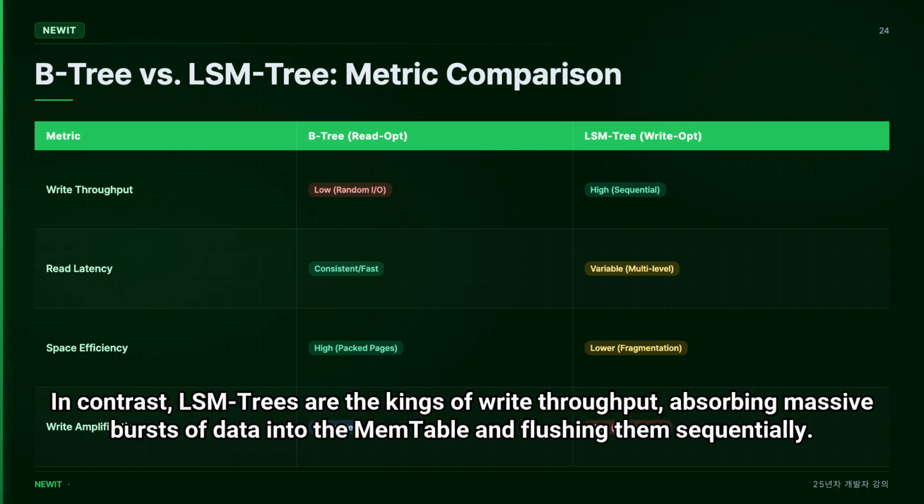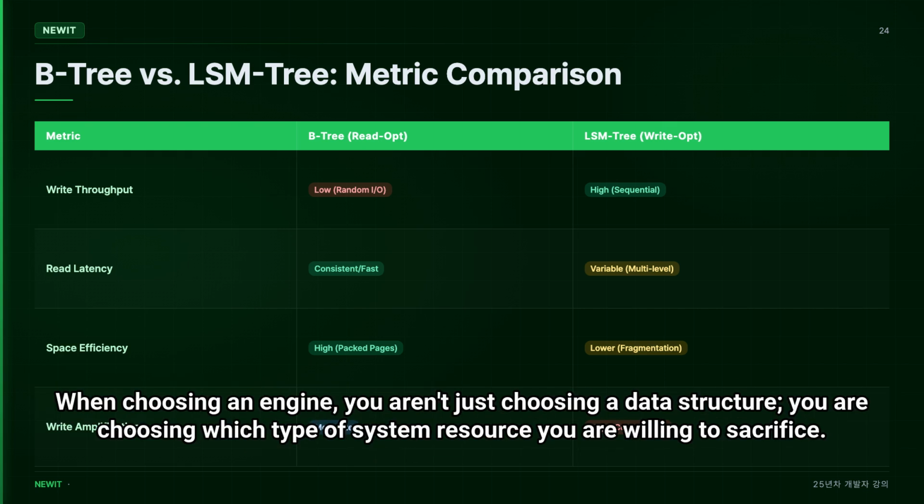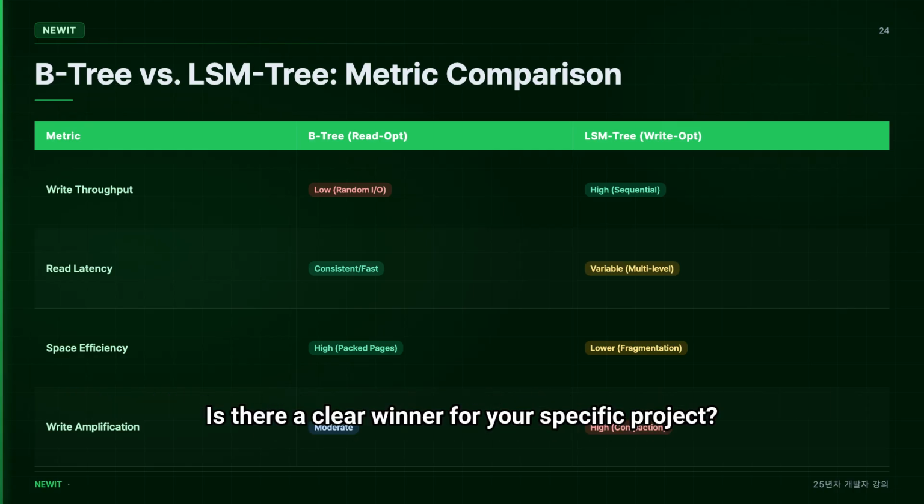In contrast, LSM trees are the kings of write throughput, absorbing massive bursts of data into the memtable and flushing them sequentially. The trade-off is read amplification. The database might have to search through several levels of SSTables to find a single key, and write amplification caused by the background compaction process. When choosing an engine, you aren't just choosing a data structure, you are choosing which type of system resource you are willing to sacrifice. But wait, these metrics shift dramatically when we apply them to specific industry use cases like IoT or finance. Is there a clear winner for your specific project?